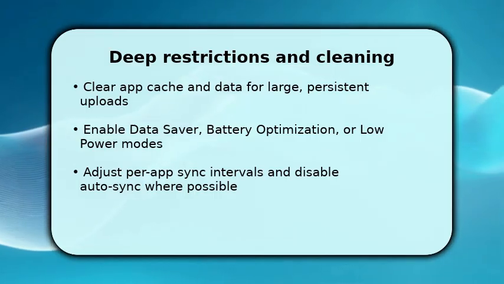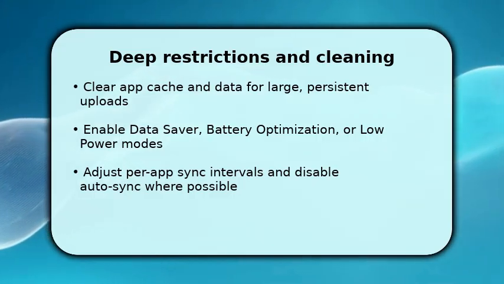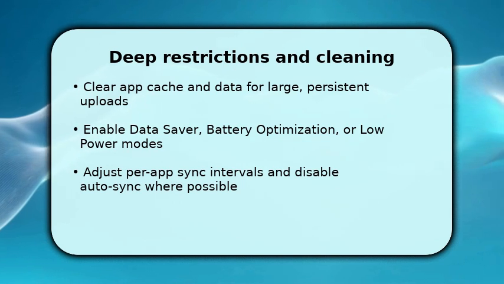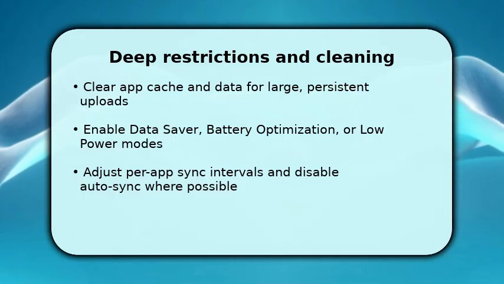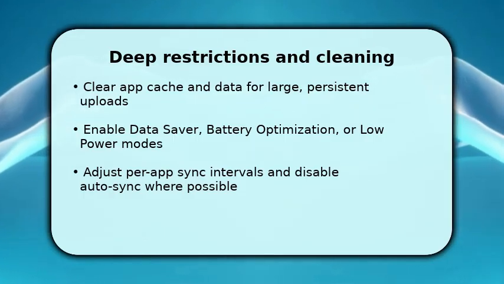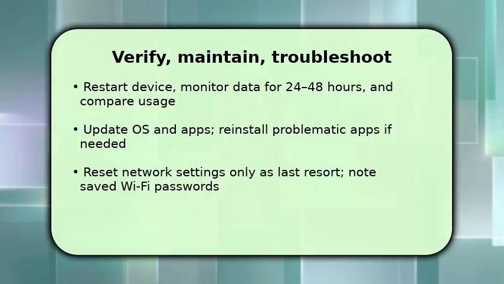Also change app-specific sync intervals and turn off auto-sync for non-essential accounts. This prevents periodic spikes. Once done, review permissions. Location, photos, or microphone permissions can trigger background transfers, so revoke anything unnecessary to close further leaks. Finish by verifying the effect and setting maintenance habits.